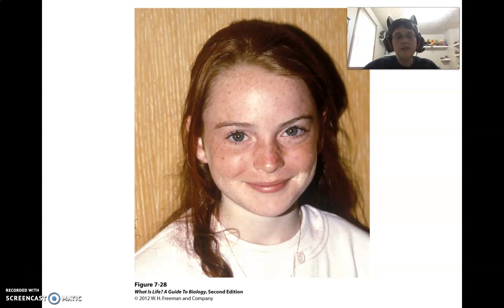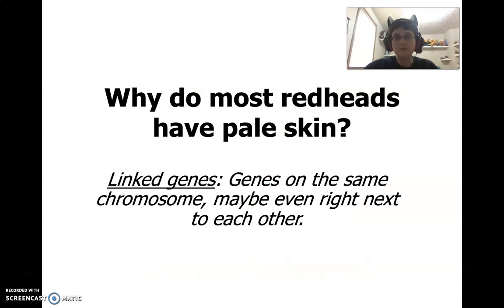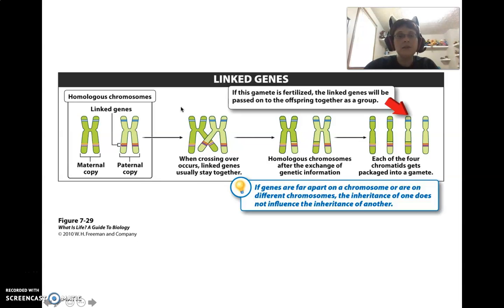And this is because these genes, turns out, are really close together on the same chromosome. So why do they have these pale skin and the freckles? It's because the genes are what we consider linked. They are on the same chromosome. Sometimes they're even right next to each other. So let's see what that means. So here are our genes.